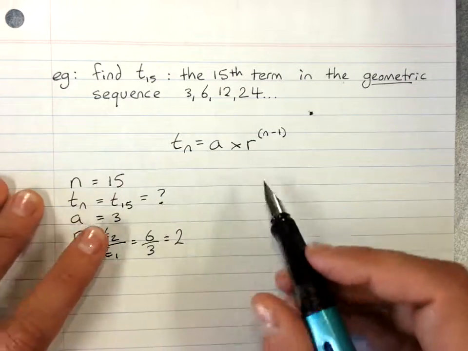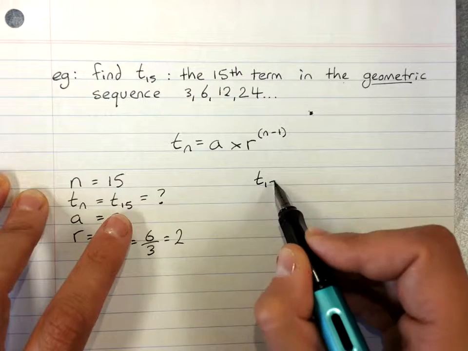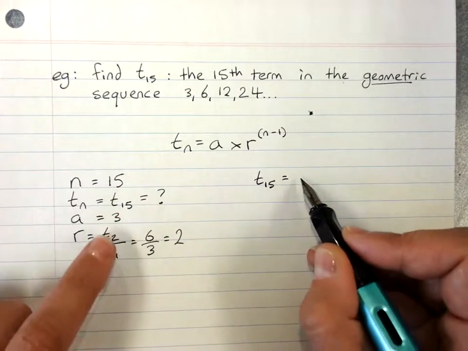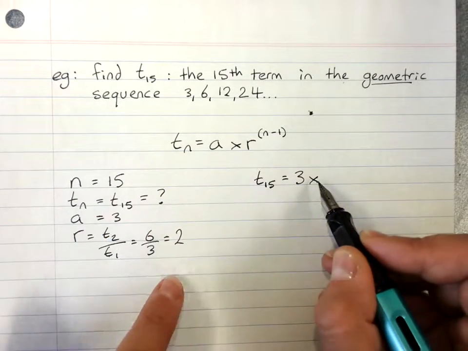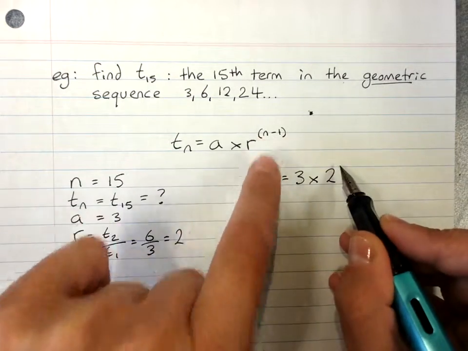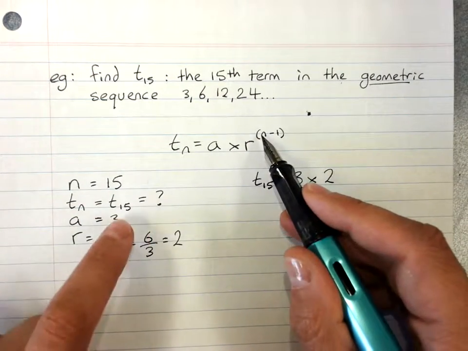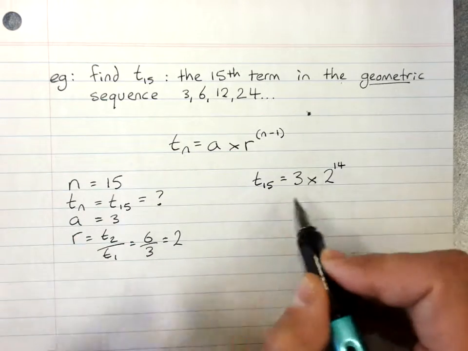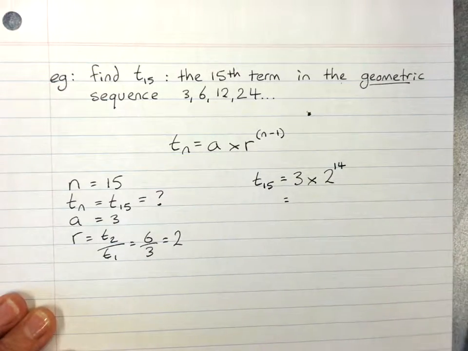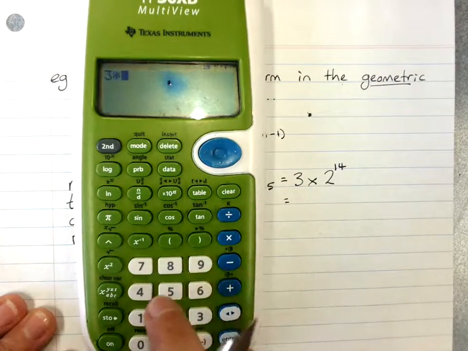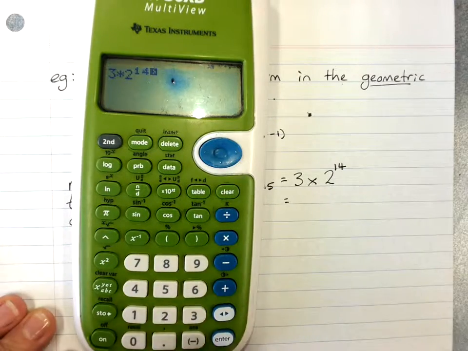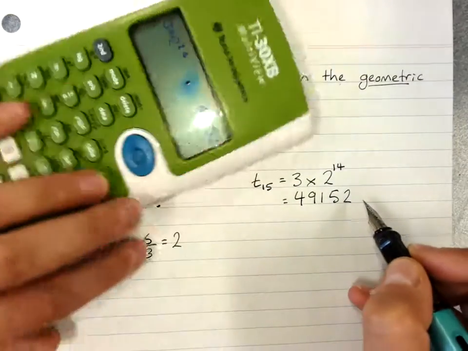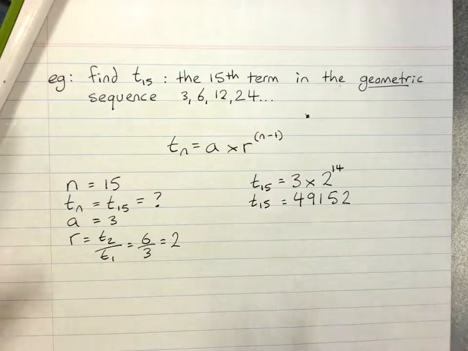Substitute in your known values. Now you are going to substitute in T15 because we're saying we really want to find T15. a, 3 times the common ratio of 2 to the power. Now you don't need to write 15 minus 1, because I'm pretty sure you can manage 15 minus 1 is 14. And then to evaluate T15, 3 times 2 to the power 14 is 49152. And that was T15. You've found the 15th term.